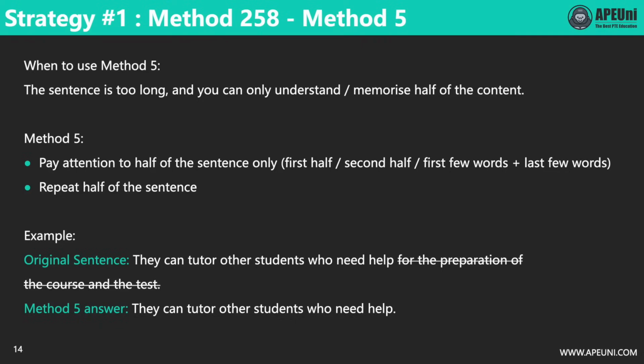Next, let's take a look at method 5. When a sentence is too long and you can only understand or remember half of the content, you should then quickly decide to use method 5. In method 5, when you listen to the sentence, pay attention to half of the content only. It may be the first half of the sentence or the second half of the sentence, or it may also be the first few words plus the last few words. There is no fixed rule for choosing which half of the sentence. It all depends on which part is easy for you to remember.